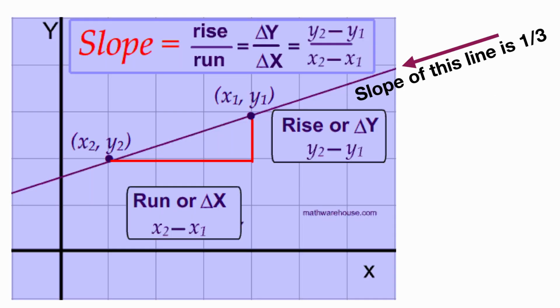Let's review that finding the slope of a graph is found by plotting 2 points, then counting the rise and run between them. Slope is defined as rise over run, or more technically, the change in y values, or delta y, over the change in x values, or delta x. Thus, the slope of this graph is 1/3.